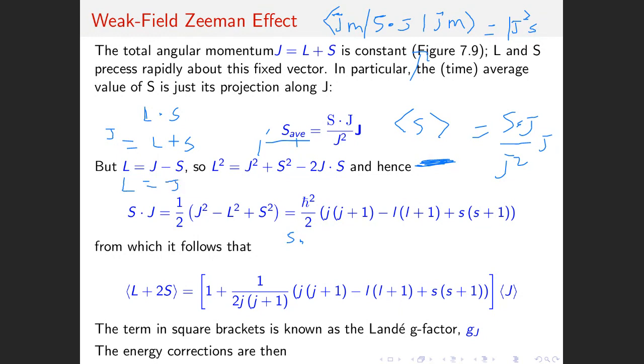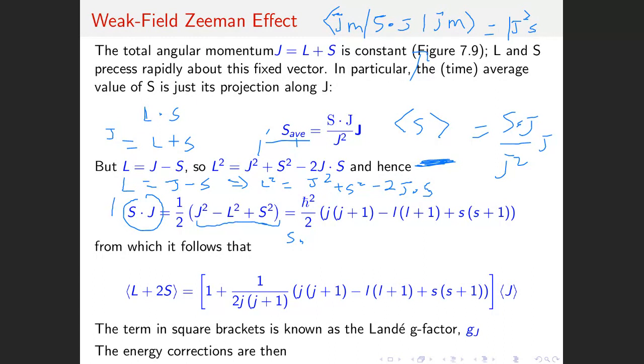L will be given by J minus S. Then I square everything. When I square that, I get L squared given by J squared plus S squared minus 2 J dot S, which is what I'm looking for. So I can solve for S dot J, given by half J squared minus L squared plus S squared.